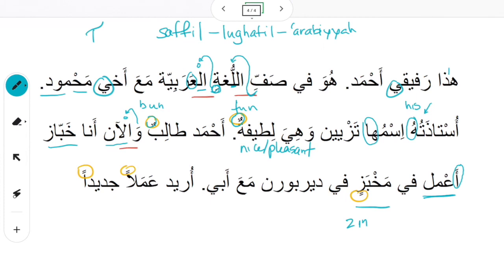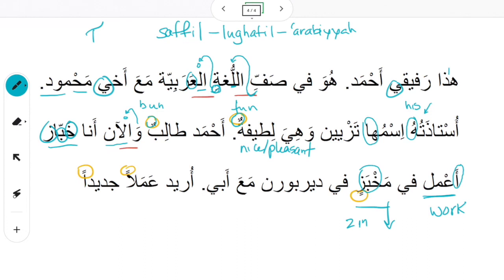أعمل is a verb. You can tell because it starts with alif hamza and it has 3 letters afterwards. أعمل. So if you're a baker, what verb could go after it? I'm a baker. I blank in Dearborn. مع أبي, with my dad. I work. أنا خباز. أعمل في مخبز. Where does a baker work?